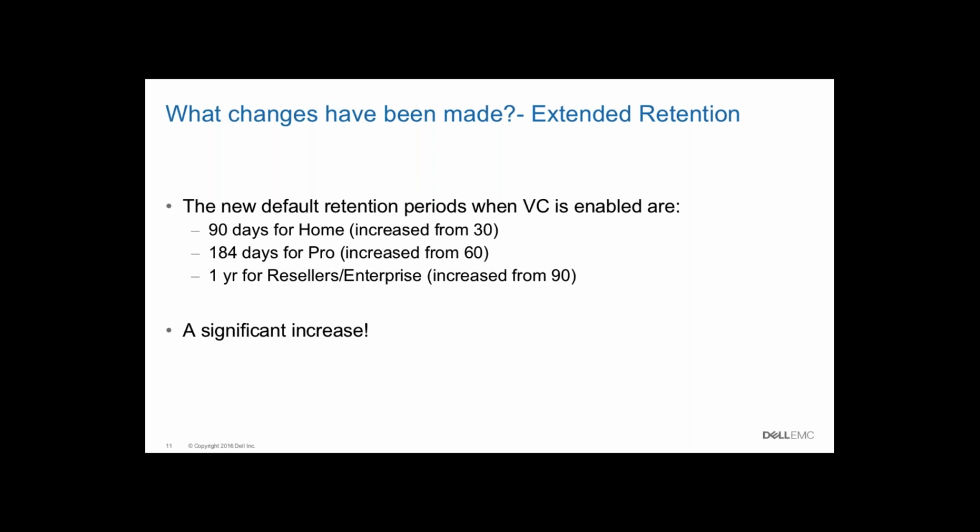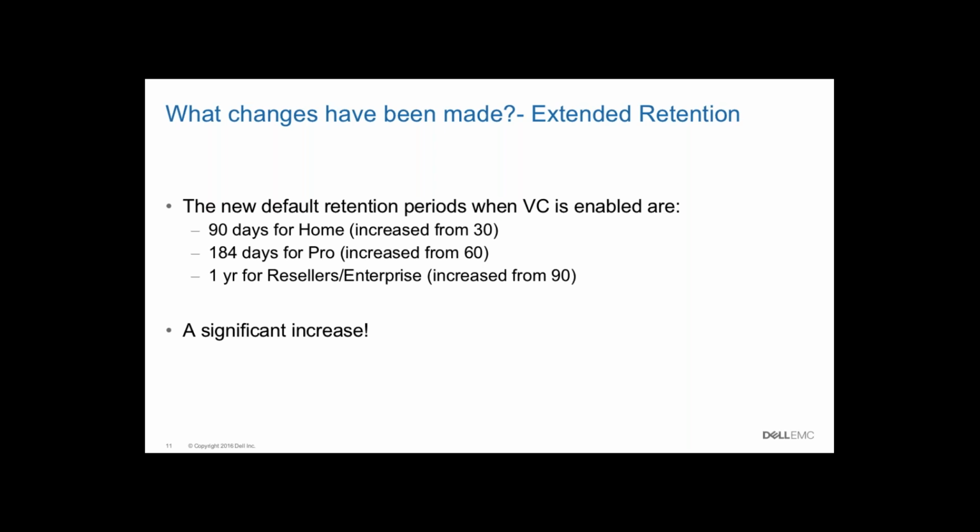If you're a pro customer, it's increasing from 60 days, 2 months, right out to 184 days, which is 6 months. So that's 4 additional months that you would be able to go back into the past and restore a particular file from. The final one, for enterprise and reseller customers, is that they're increasing from 90 days right out to a year. So you're getting 366 days. It's a year and a day, I suppose. But you're getting that additional period that you can go back in time to restore from.